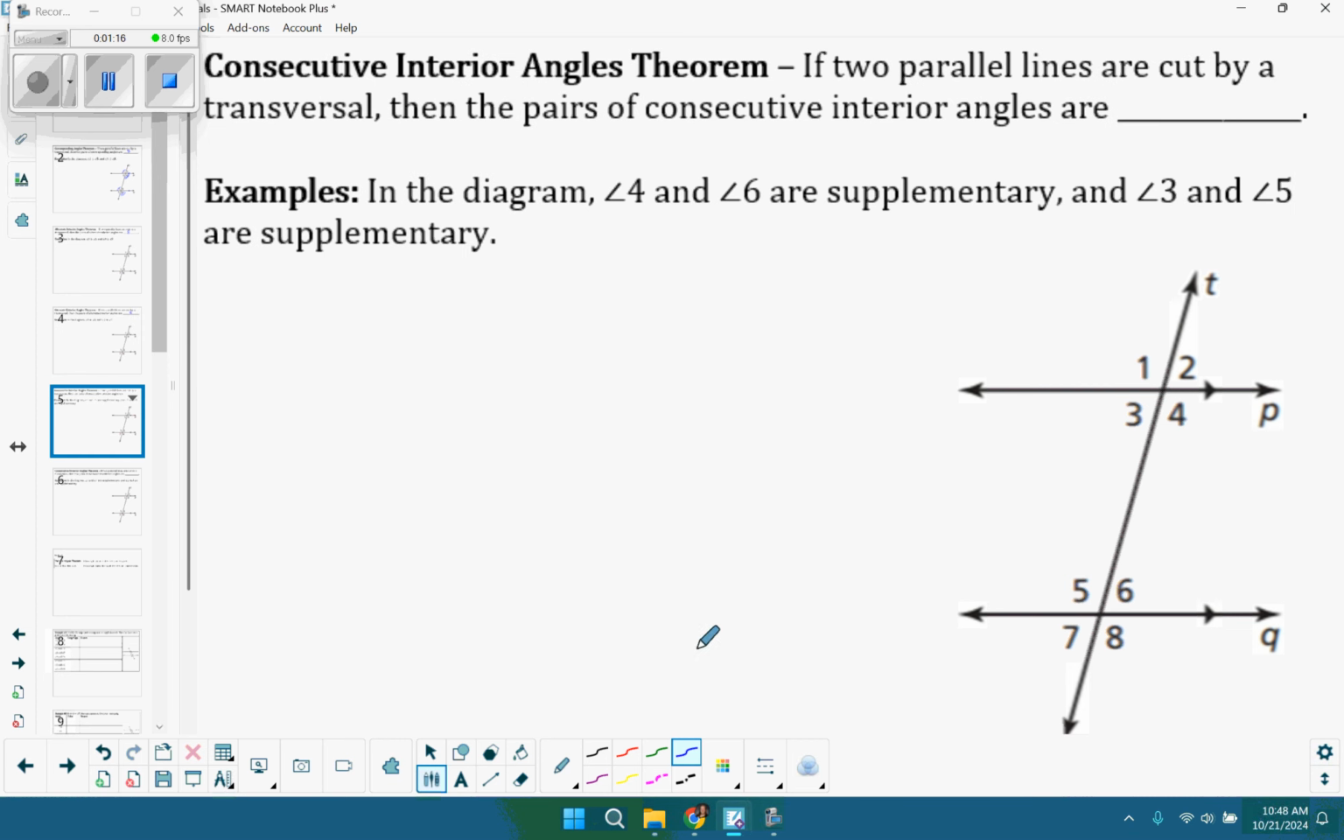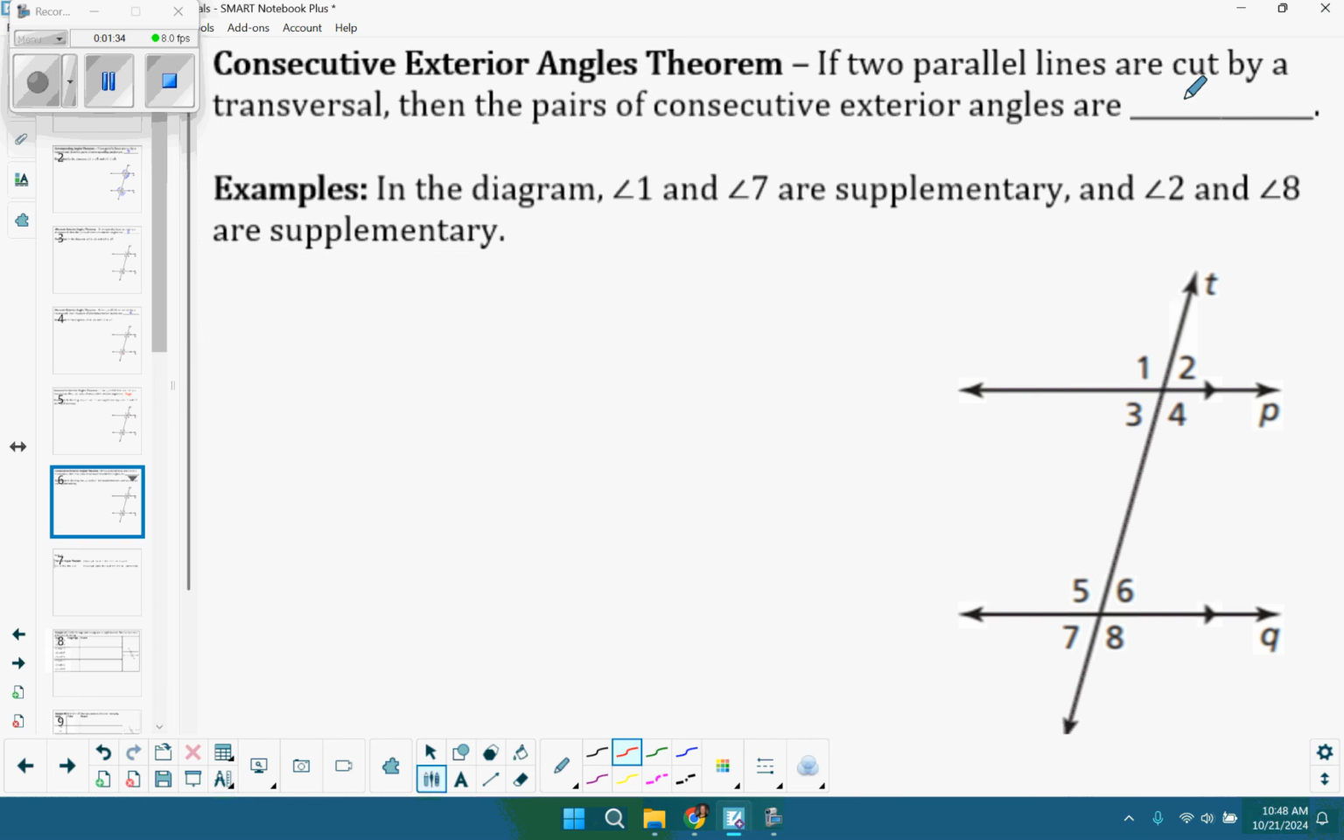Now it's going to be a little different. The consecutive interior angle theorem says if parallel lines are cut by a transversal, then the consecutive interior angles are supplementary. So now angle 4 and angle 6 would add to 180, angle 3 and angle 5 would add to 180. And then the same thing for the consecutive exterior angle theorem. They are also supplementary. So if it has the word consecutive in it, it's going to be supplementary, added to 180. If it doesn't have the word consecutive in it, we're going to be setting them equal.